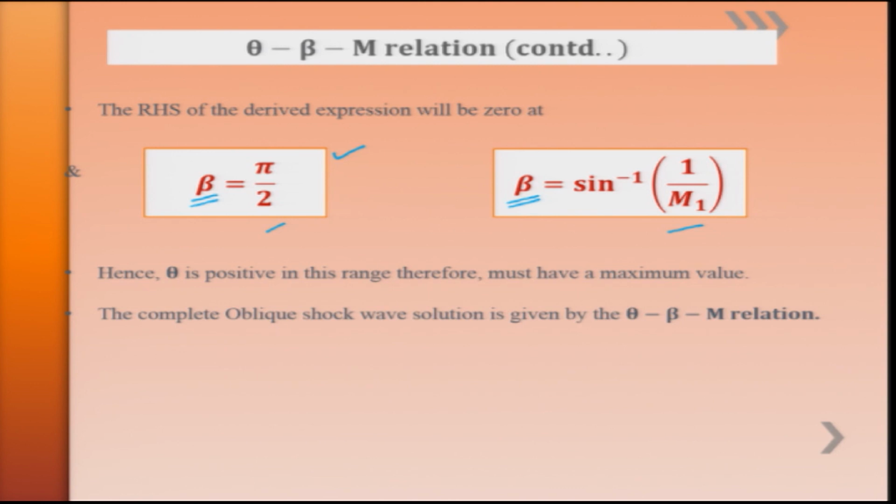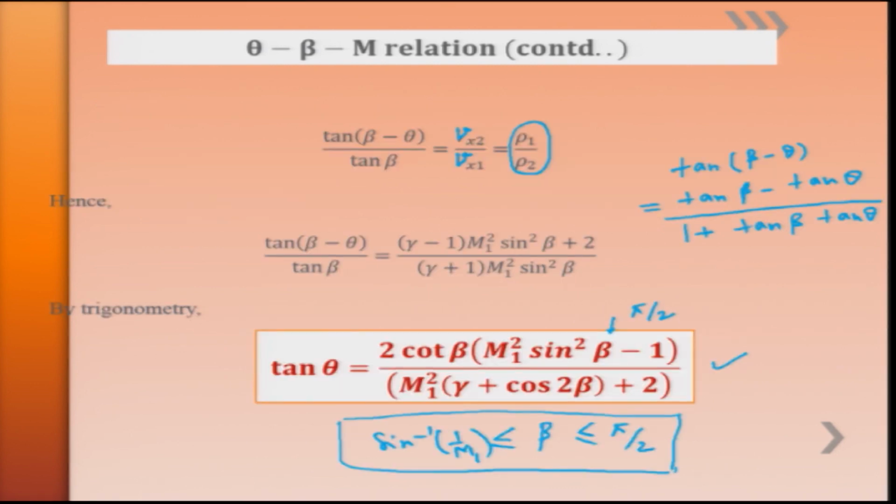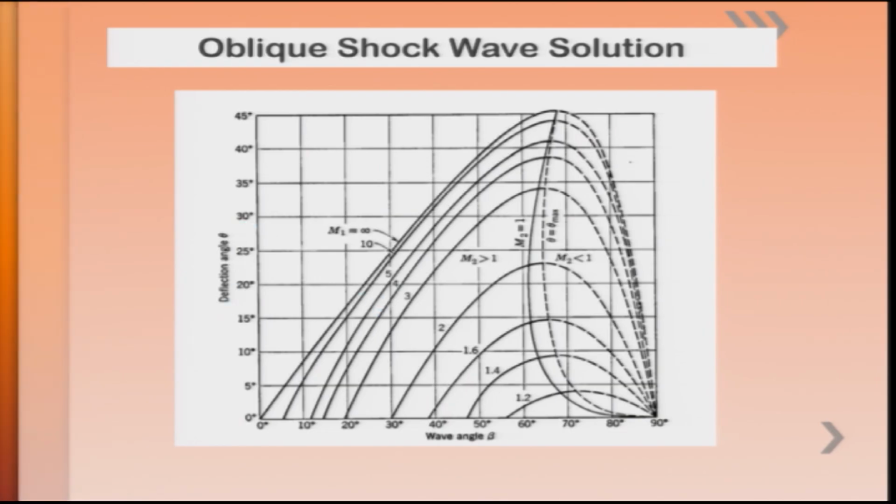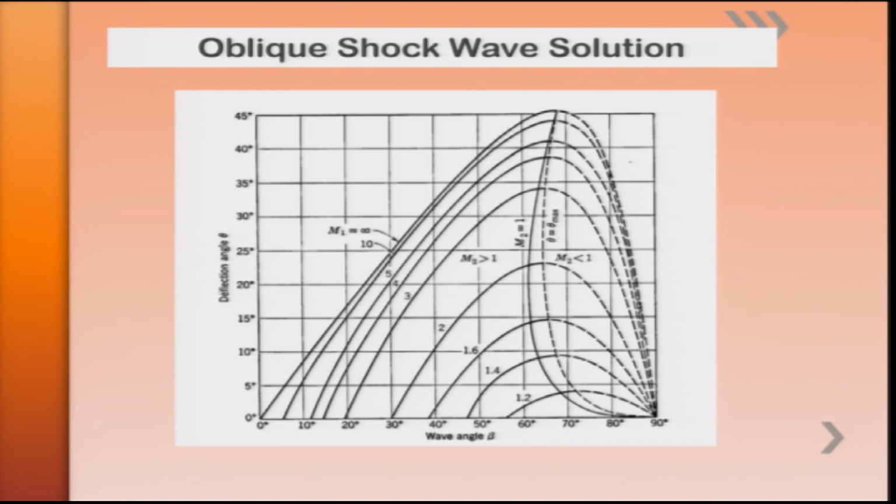This relationship that we obtained here between tan theta and beta and M1 is called the famous theta-beta-M relationship. If we plot this, we will get a couple of very useful pieces of information. Once you plot this, the plot comes out something like this: the deflection angle along the y axis and the wave angle along the x axis. The graph looks something like this.